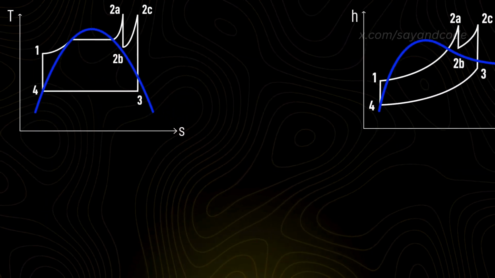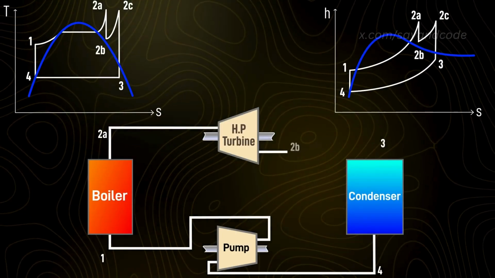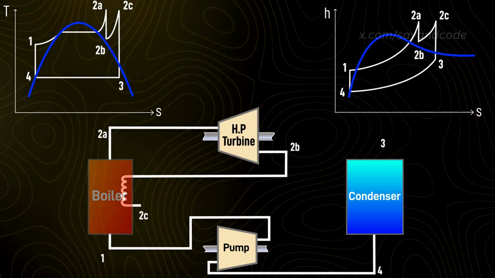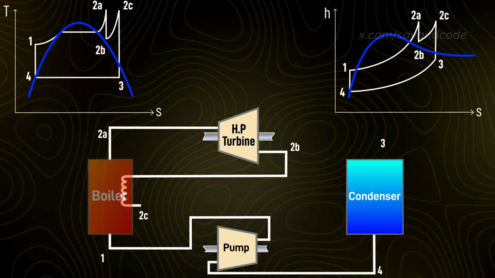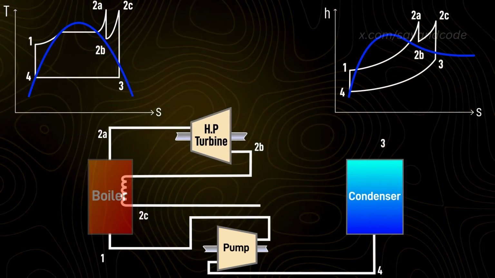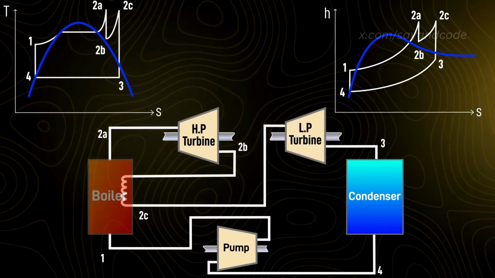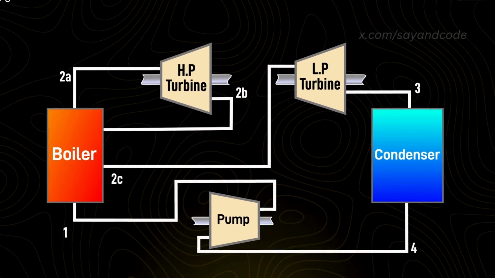For the reheat process, we run the output of the high pressure turbine through the boiler. This raises the temperature at a lower pressure. The reheated steam is then run through a low pressure turbine. Altogether, we have 6 processes now.